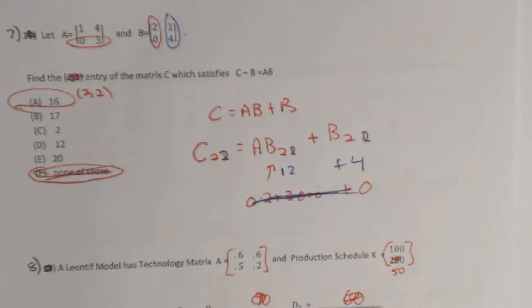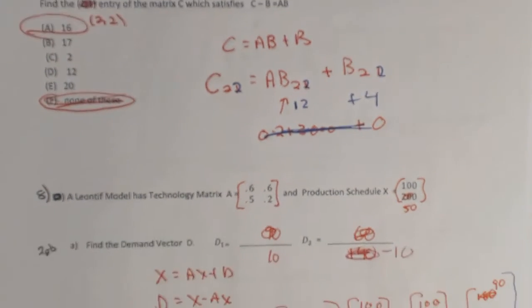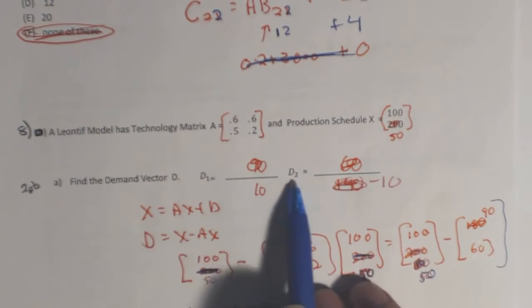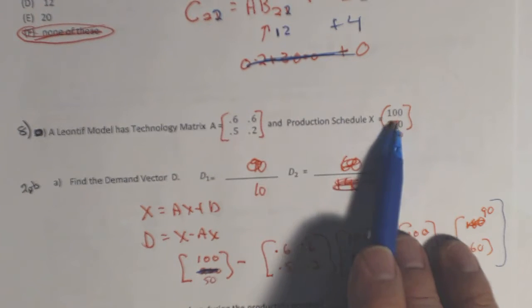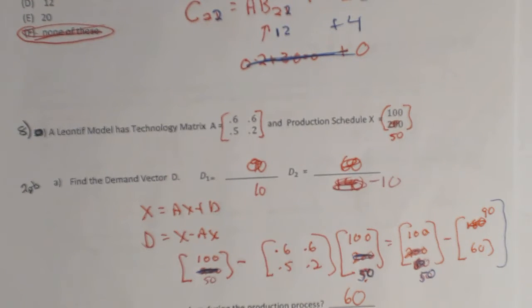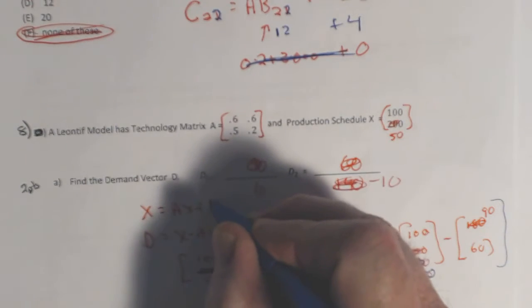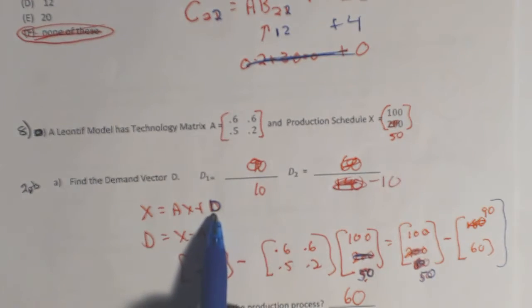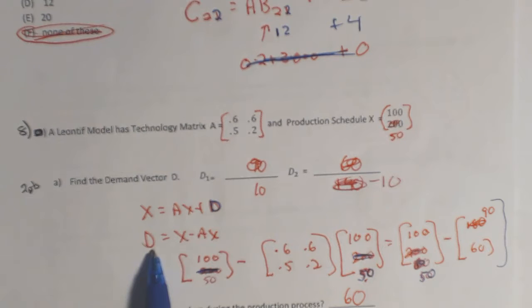Okay, now, problem number 8, we have another Leontief problem. This one, we're given a technology matrix, we're given a production schedule, and we want the demand vector. Well, we know that x equals Ax plus d. So if we solve that for d by subtracting Ax, d will be x minus Ax.